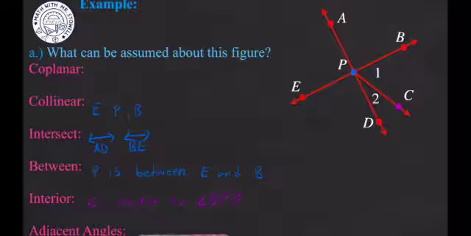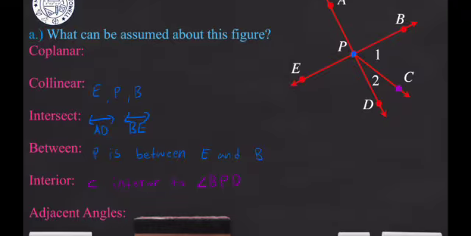We could have point A is between angle BPE, right? That's a line, but it's still an angle. This would be 180 degrees. So A is between. Another thing we can assume, adjacent angles. We can assume that two angles are adjacent. Remember, in our last video, we talked about adjacent angles. Adjacent angles share one side and one vertex. So, for example, we can say that angle 1 and angle 2 are adjacent. We can assume that.